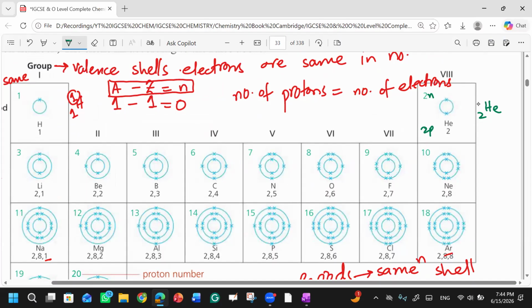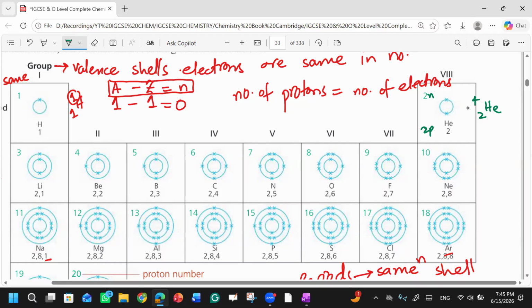How do you get the mass number? Two neutrons and two... To get the mass number, we have to do proton plus neutron. So how many protons and neutrons does helium have? What will be the atomic mass of helium? It's four. Yes, it will be 4, right?